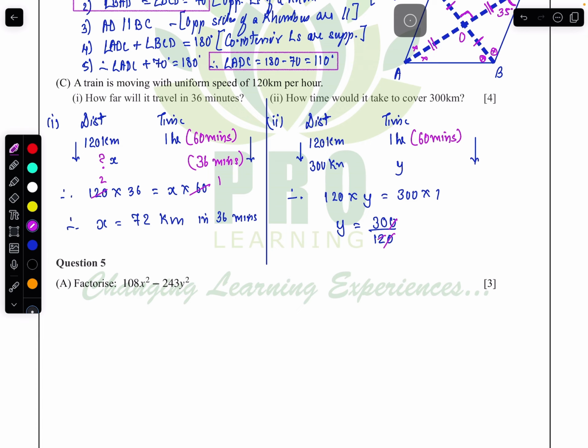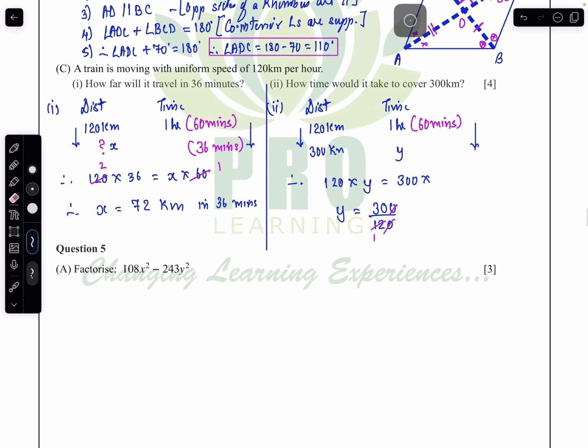So 0 is lost here, 4 times 3. We are dealing in terms of minutes only. We should have dealt in minutes, so we'll work it out in minutes here. So instead of 1, we will work with 60. Instead of 1, we'll work with 60. So 60 is here, so we know into 60 will be here.